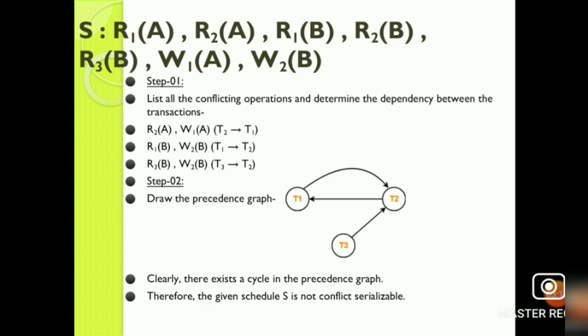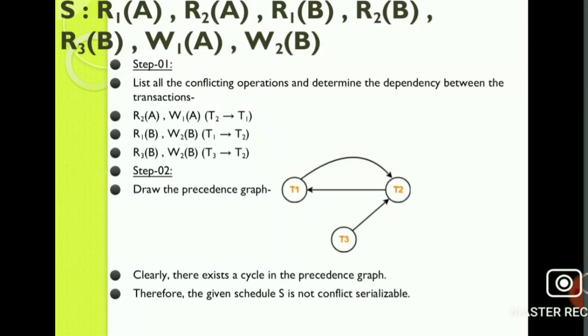Then R2 of A, R1 of B, no conflict. R2 of A and W1 of A is conflicting, and then R1 of B, W2 of B conflicting. R3 of B, W2 of B. So there are three conflicting instructions.